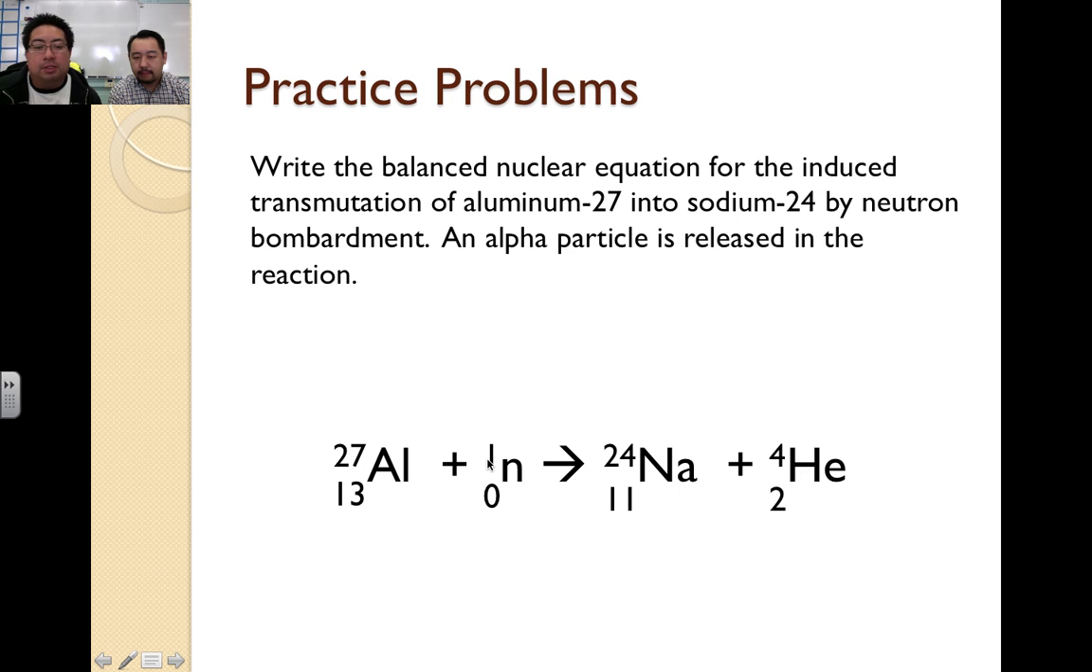So 27 plus 1 is equal to 28. 24 plus 4 is equal to 28. 13 plus 0 is 13, and 11 plus 2 is 13. So this helps us tell the relative amounts of each of our players here in our reaction. Be aware sometimes you might also have a description that requires a coefficient in front of one of these isotopes, and you just need to multiply one or two pieces accordingly to make it all fit.